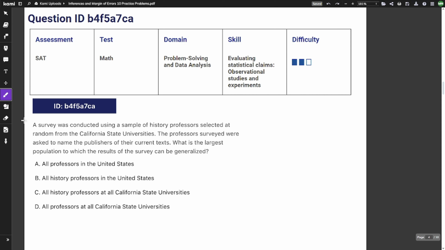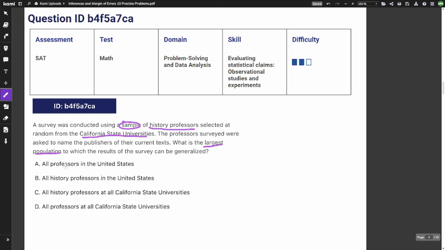Question number 4. A survey was conducted using a sample of history professors selected at random from the California State Universities. The professors surveyed were asked to name the publishers of the current text. What is the largest population to which the results of the survey can be generalized? So we have another largest population question, so let's look at our sample. We know our sample is going to be history professors at the California State Universities. So that's going to be our largest population.